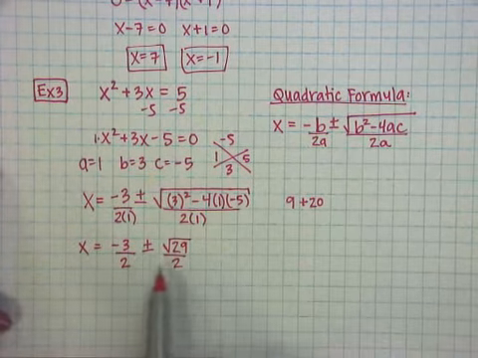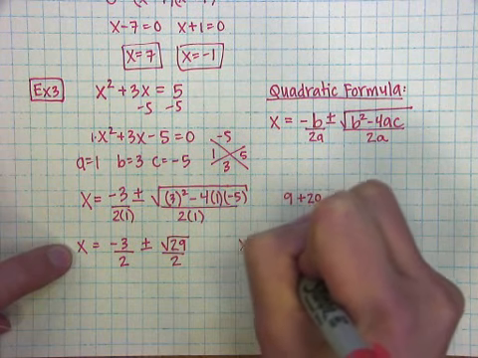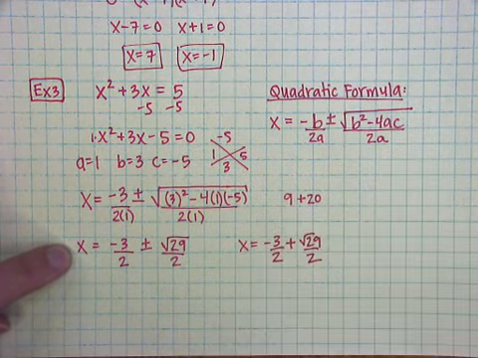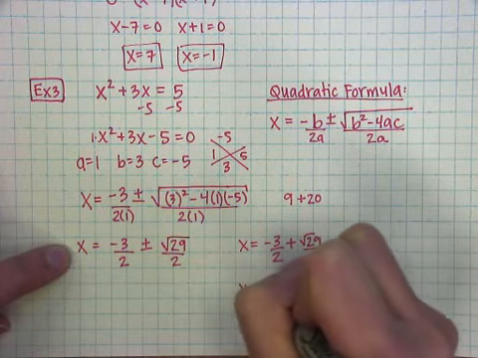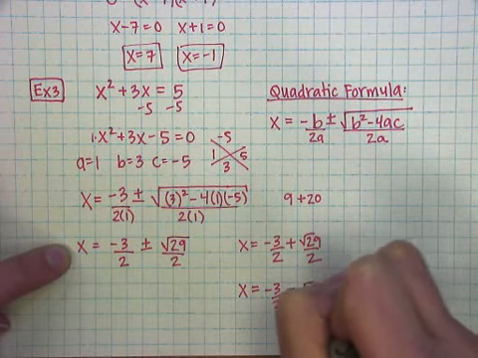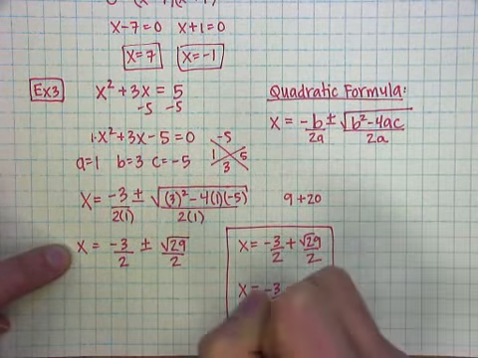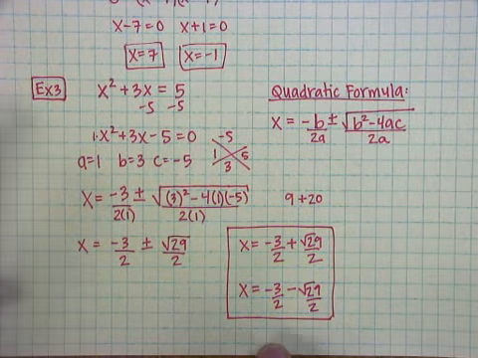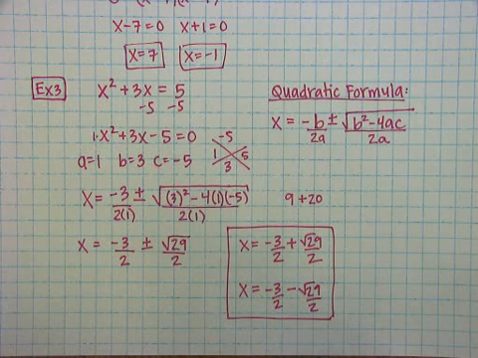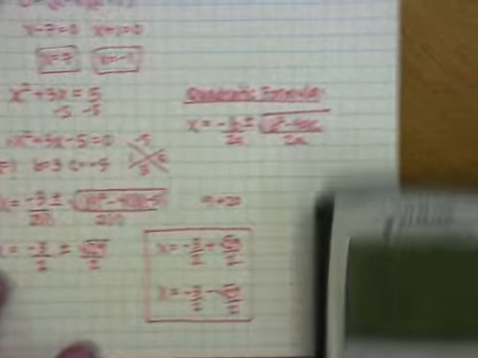Now, you can actually stop here if you'd like, and you'd have two answers. X would equal -3 over 2 plus the square root of 29 over 2, or X would equal -3 over 2 minus the square root of 29 over 2. And in advanced classes, this is actually where you would stop. You would leave your answer with the square roots and the fractions, even though I know that that looks pretty crazy. You could also, however, figure out what your answer is as a decimal, totally acceptable.